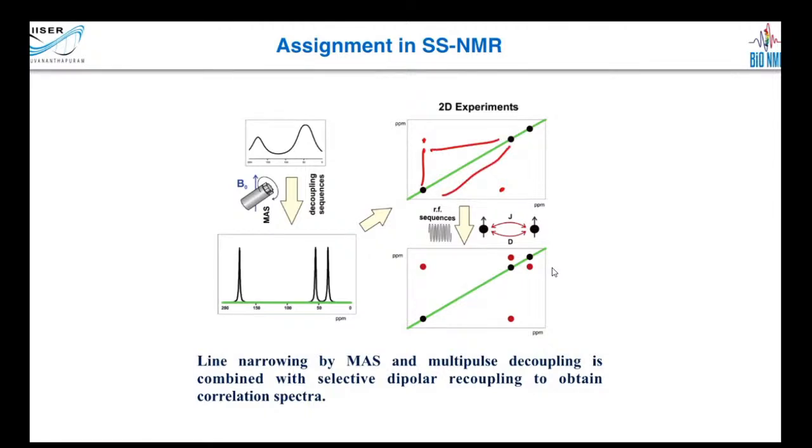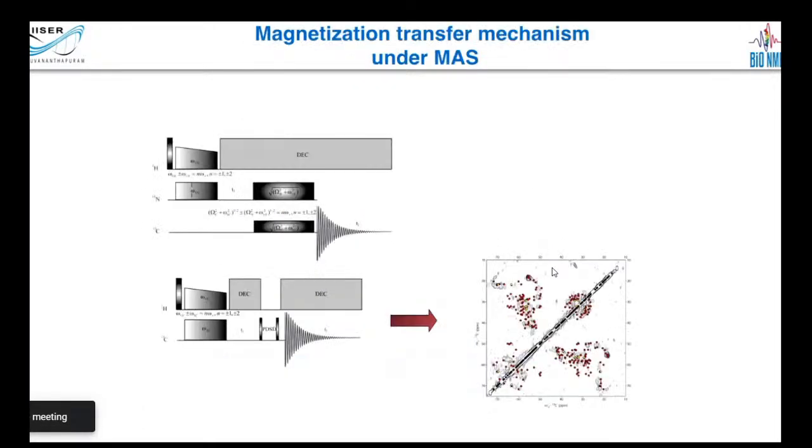Otherwise, it's useless. You get a diagonal peak. That is not useful, right? So if you want to see that this one is coupled to that one, or that they are close to each other, then we need to couple them together. So what we do is reintroduce coupling, either through J or D decoupling. That is what we call recoupling; we have to use recoupling sequences in order to do that.